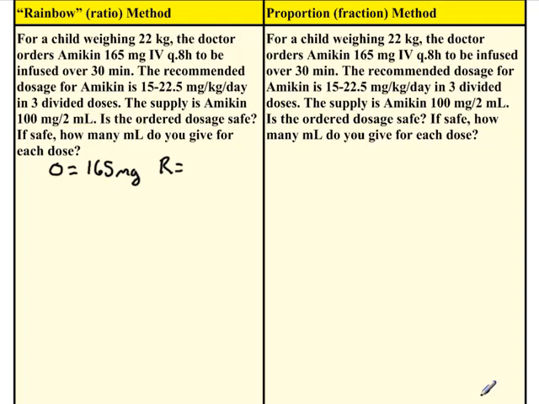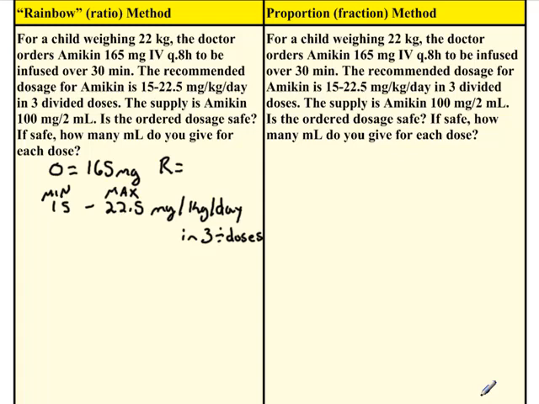Now, they don't give it based on our child of 22 kilograms. Instead, they tell us we have a range of 15 to 22.5 milligrams per kilogram per day in 3 divided doses. In other words, we're going to have to calculate a minimum and a maximum safe dosage for our particular patient.